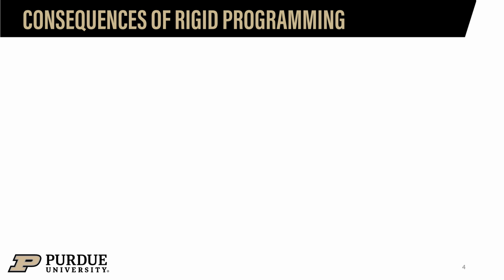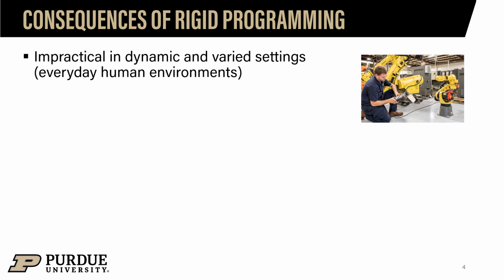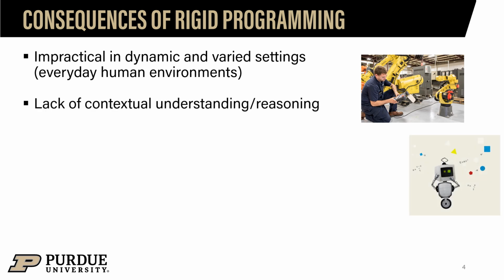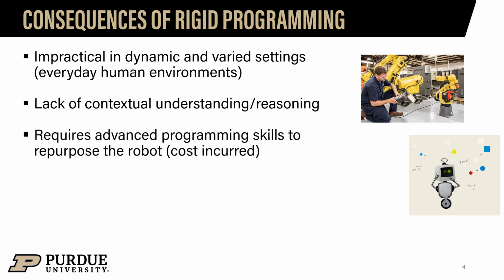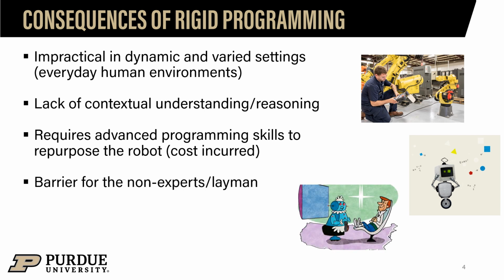Because of rigid programming, robots suffer from various consequences. The first is that most of these robots are impractical to deploy in dynamic and varied settings, which are often daily human environments. Secondly, these robots lack contextual understanding or reasoning because of the rigid nature of their programming. Furthermore, if the robot needs to be repurposed to a new application, it needs to be reprogrammed, which comes with a significant time cost and a barrier for the non-expert and the layman.